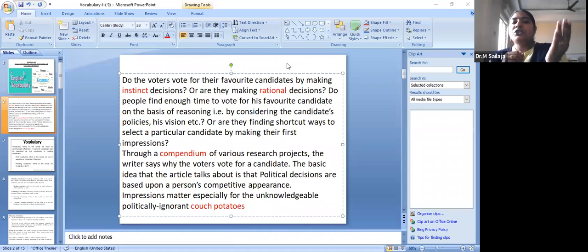See here, do the voters vote for their favorite candidates by making instinct decisions? Here the word instinct means trying to accept something without having any logic, or trying to accept something without having any ideas. That is called instinct decisions.